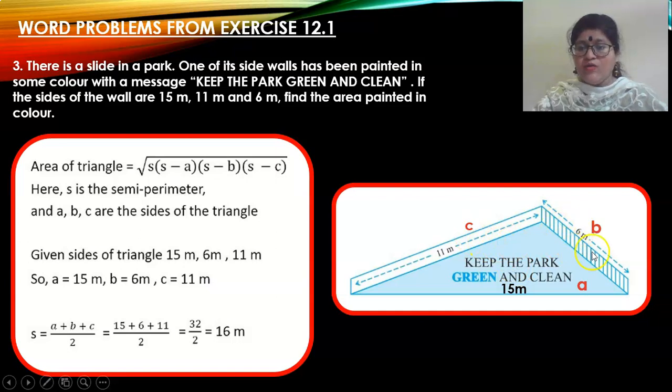I could take A also as 6 meter out here, because I have not named the triangle. You can take A as 6 meter, B as 11 and C as 15 meter. You will get the same answer.